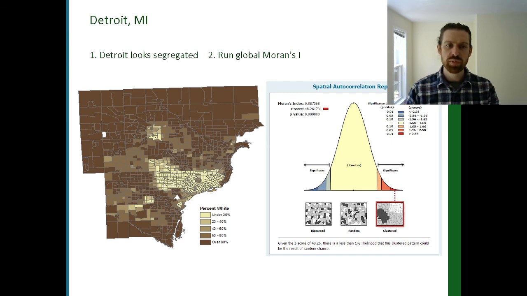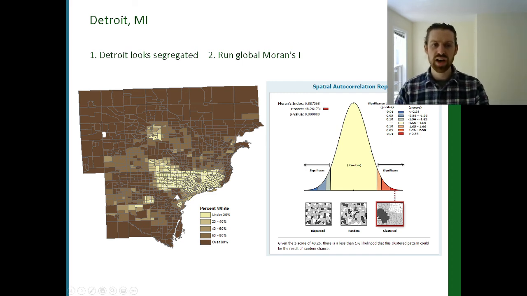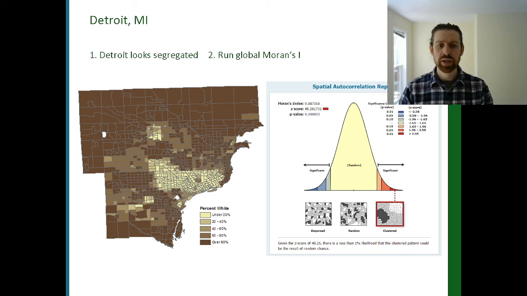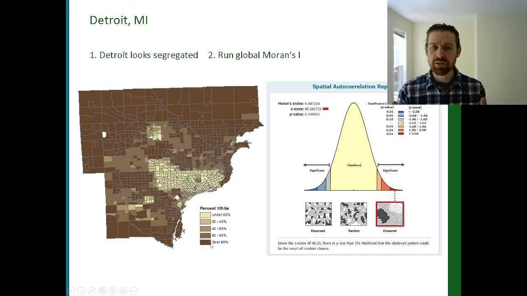Here what we're looking at is Detroit, and this is the racial composition of these statistical areas. This is the percentage of white people in a particular area, and you can think of it in terms of racial heterogeneity.